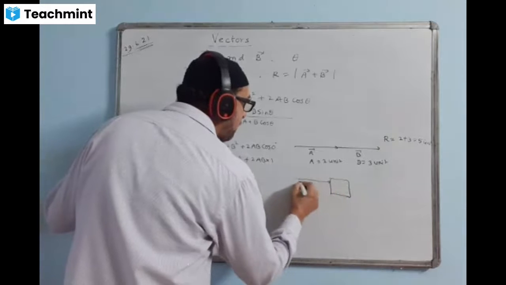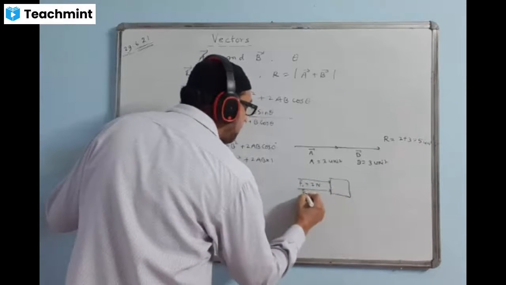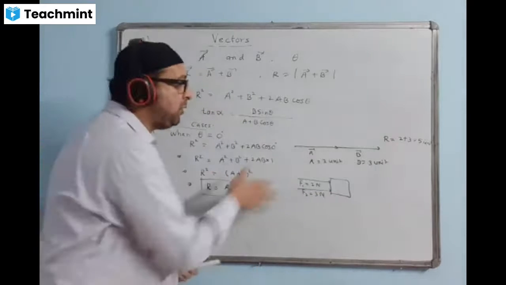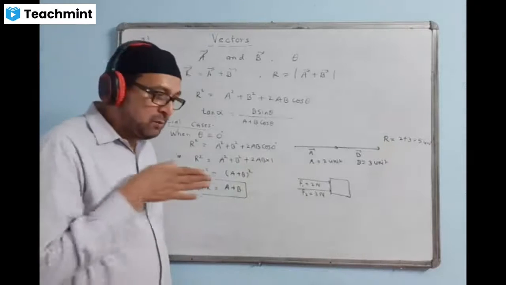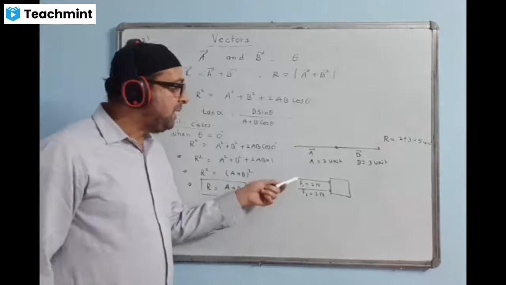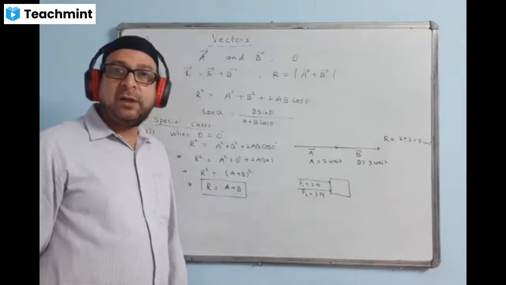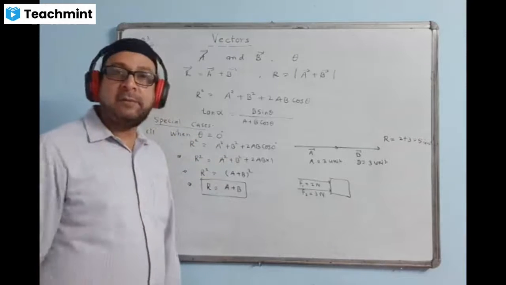We are given a force F1 of 2 Newton and another force F2 of 3 Newton. What is the total force acting on the body? You can simply add: 2 plus 3. The answer is 5 Newton, because both of them are vectors acting in the same direction, that is, the angle between them is 0 degrees. What is the total force acting on the body? 2 plus 3. We write the answer 5 Newton.